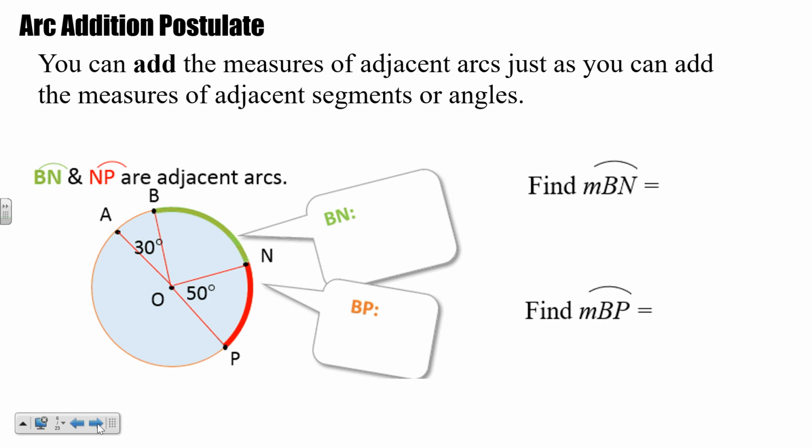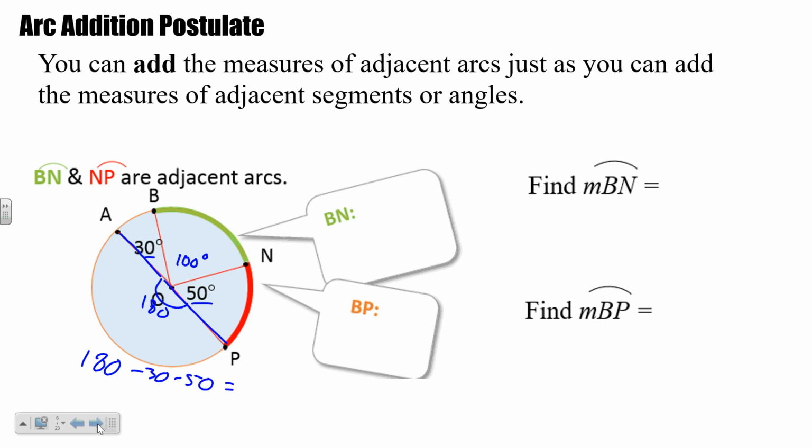So let's look at these. Again, this is how they describe it: you can add the measurements of adjacent arcs just as you can add the measures of adjacent segments or angles. So we are looking for BN and BP. Honestly, the easiest way, anytime I see a problem like this, is I just find all the angles that we don't know. This is a diameter, so it makes a semicircle, so I know the whole thing is 180 degrees. If that whole thing is 180 degrees and we have a 30 and a 50, that means this one has to be 100 degrees, because I'm subtracting the 30 and subtracting the 50.